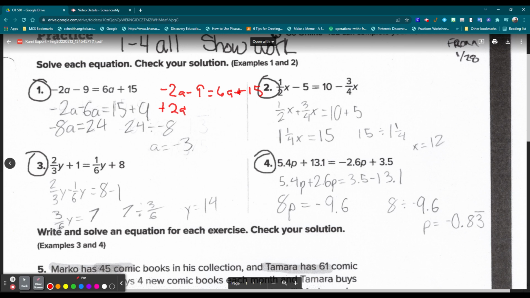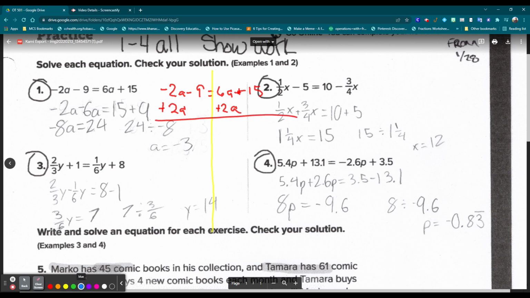Now, keep in mind, I'm using properties of equality, which means I am going to keep both sides balanced. Right now, it's not balanced because I'm adding 2a to just one side. To balance it out, I've got to add 2a to the other side. So I'm going to come over here underneath the 6a. I'm going to write plus 2a. Now I have it balanced.